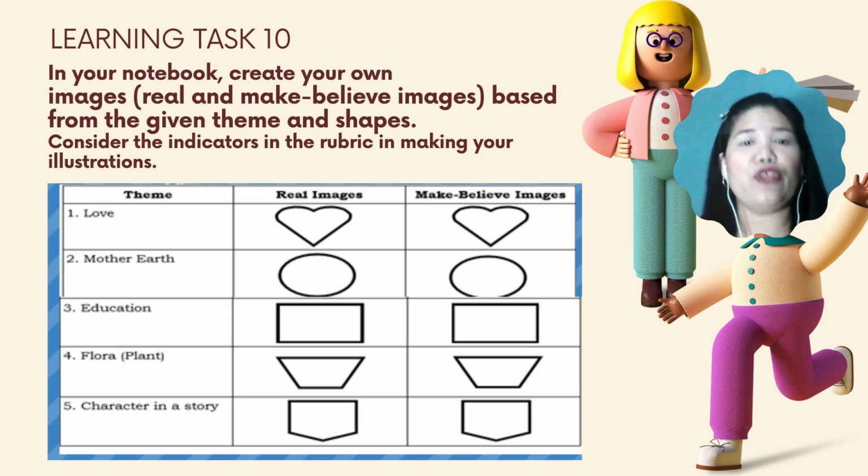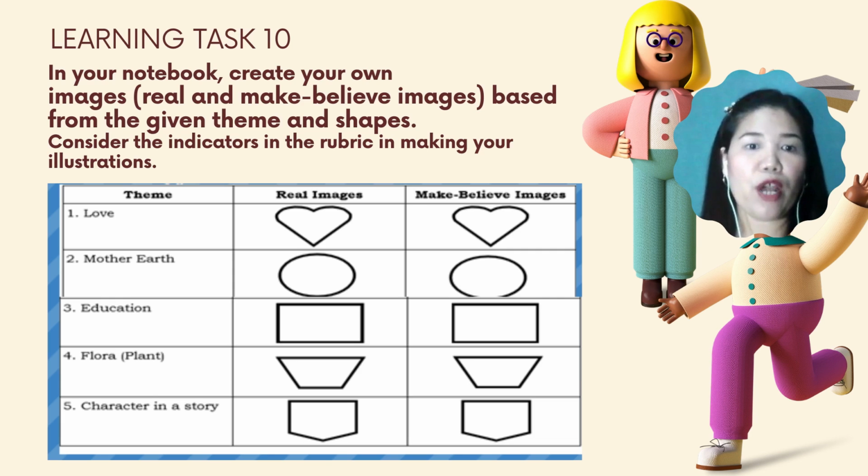So you will draw Mother Earth in real image inside the circle. And Mother Earth in make-believe image inside the third column or circle also. And then the third one is education. So inside the square, you will draw something that shows education in real image. And also in the third column, you will draw something that shows education in make-believe image.